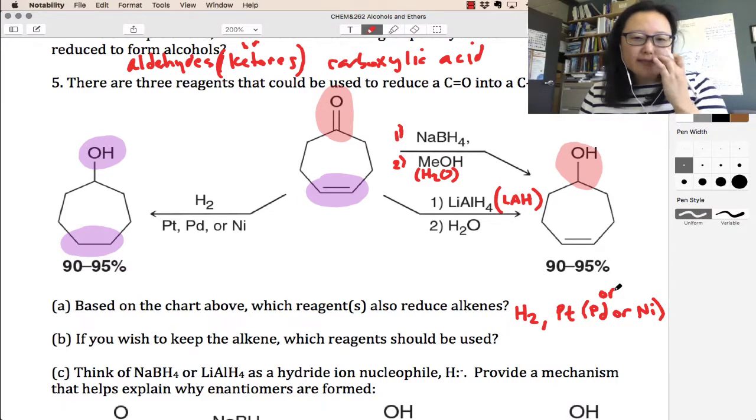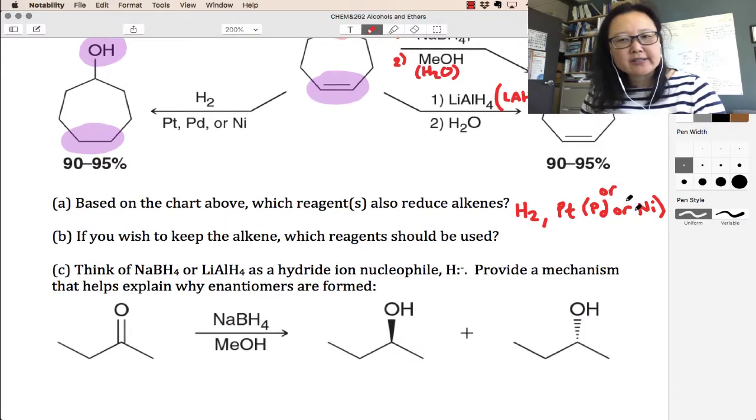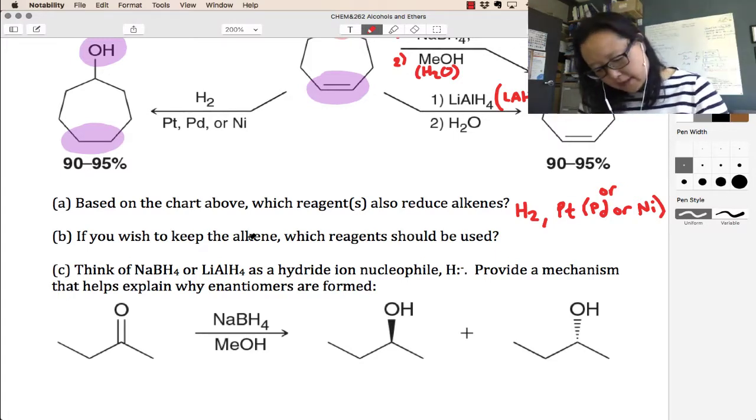All right, so based on this chart, if you have an alkene, be careful, you're not just reducing the carbonyl, you're also reducing the alkene if you use H2, catalytic hydrogenation, so some kind of catalytic metal there. If you wish to keep the alkene, you should use something that's less reductive, so something that will only reduce the carbonyl group, so sodium borohydride or lithium aluminum hydride.